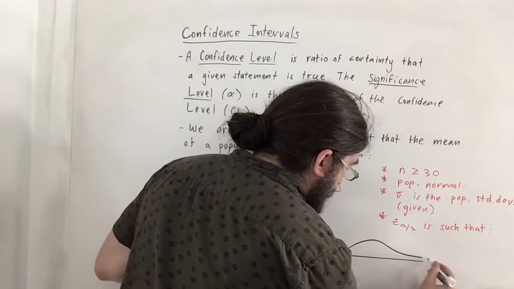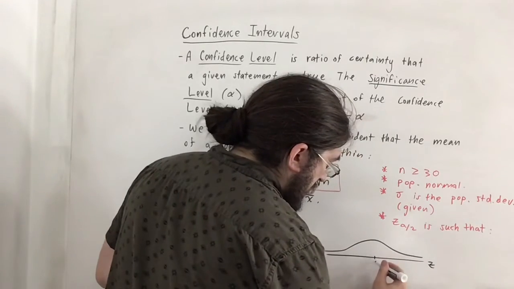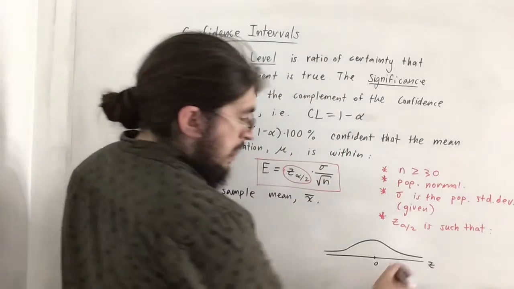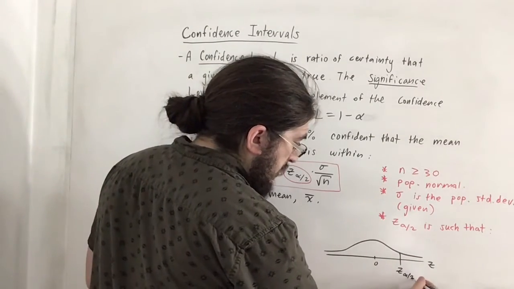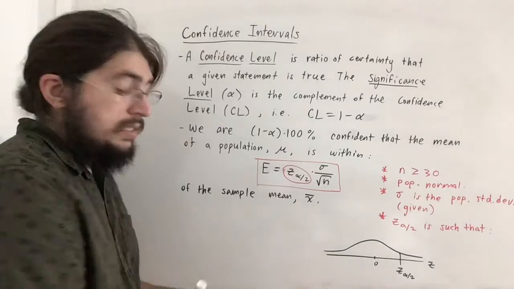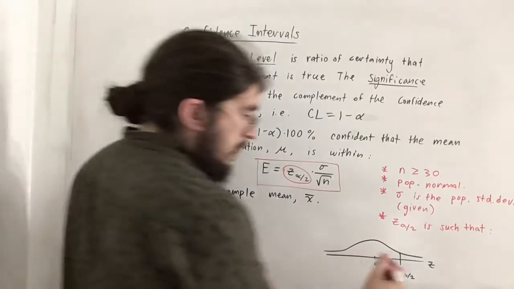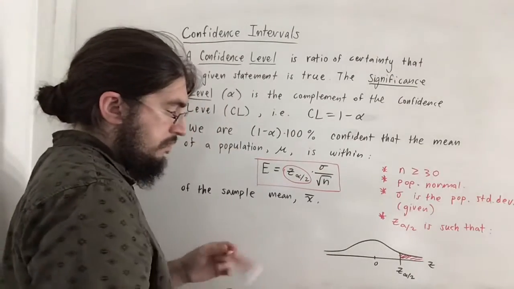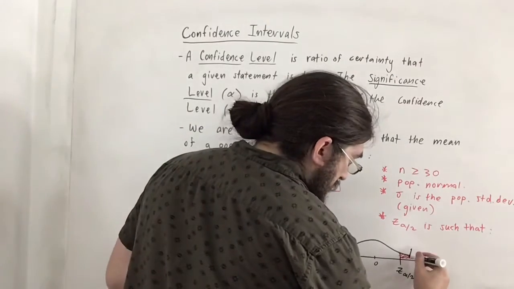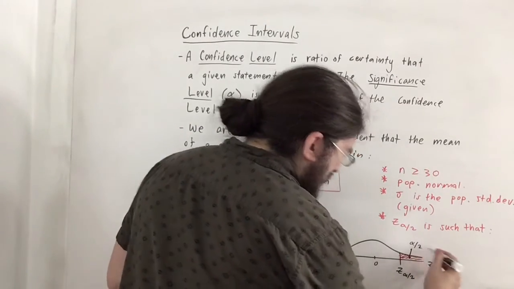So we have this standard z curve. Of course, the mean is 0 in this case. And z sub alpha over 2 is this certain z value on the z-axis for this curve, such that the area to the right is alpha over 2. Now you may ask, why alpha over 2?